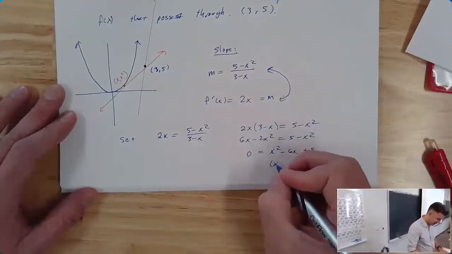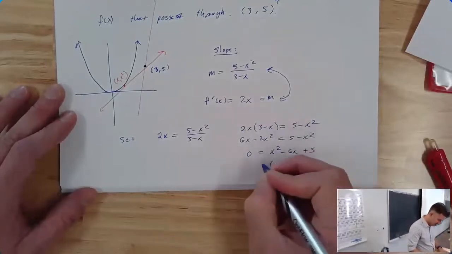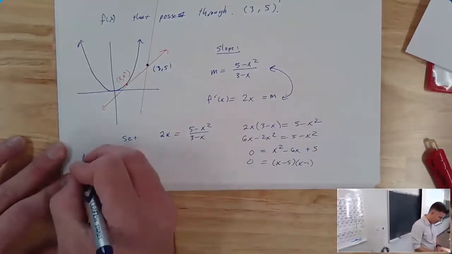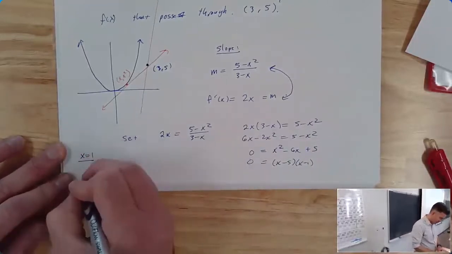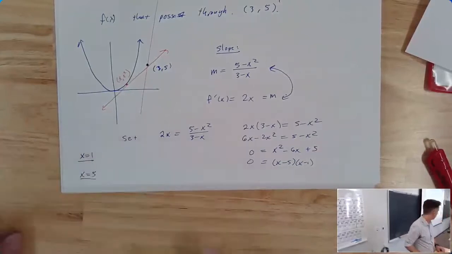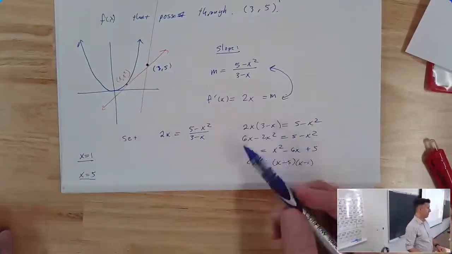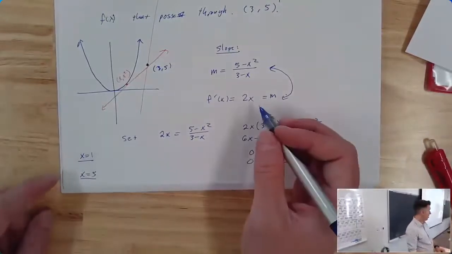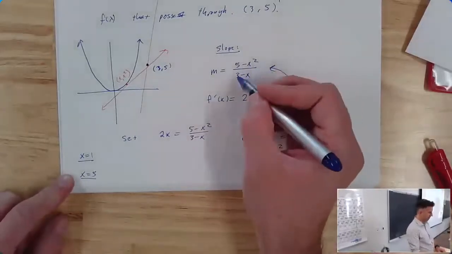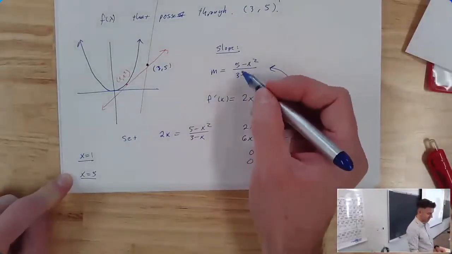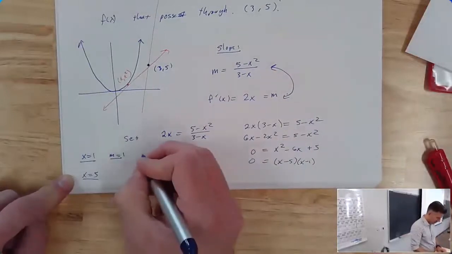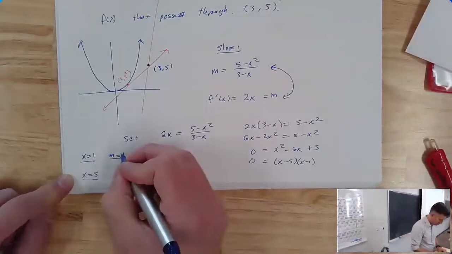Factoring, and it does factor, is x minus 5 times x minus 1. So it looks like the points we're looking at are either x equal to 1 or x equal to 5. If x is equal to 1, what's the slope of our tangent line? Yeah, 2, right? You can do it the hard way and say it's 5 minus 1 squared over 3 minus 1, or you can do it the easy way and say it's 2 times 1.